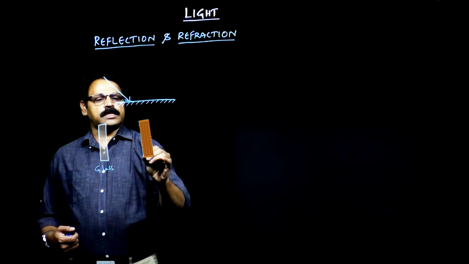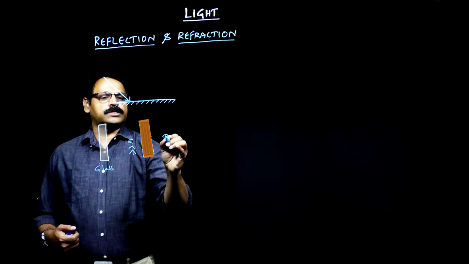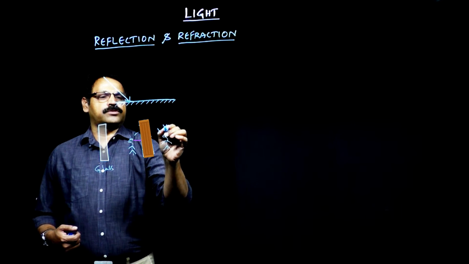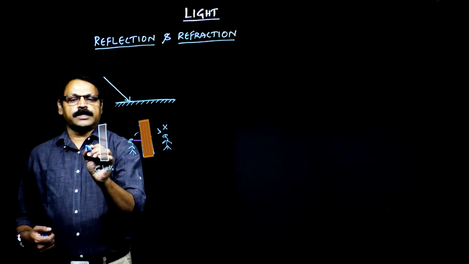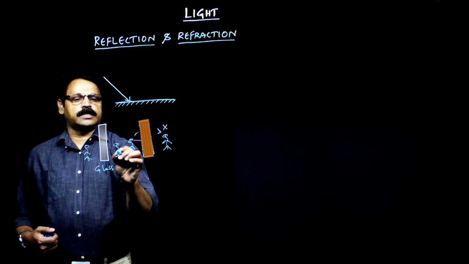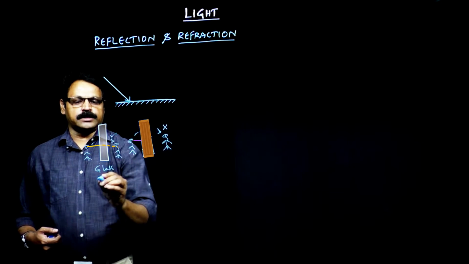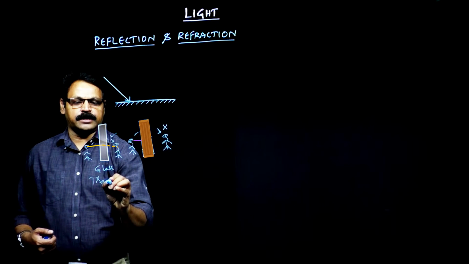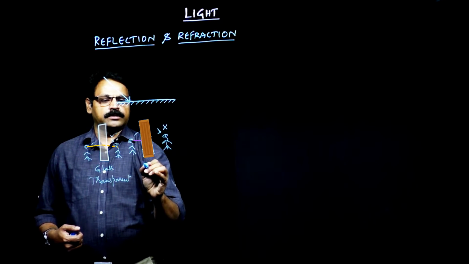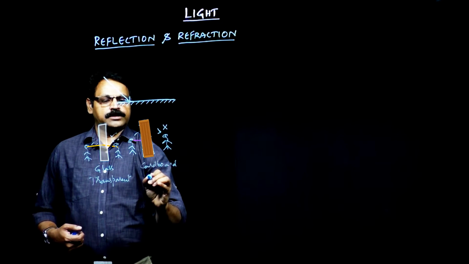If at all a person is standing over here, he cannot see the person standing here. So this is not possible. The vision is not possible. Whereas a person standing before the glass plate can see the person on the other side of the glass plate. He can see. So this is transparent. Glass is transparent, and cardboard is opaque.